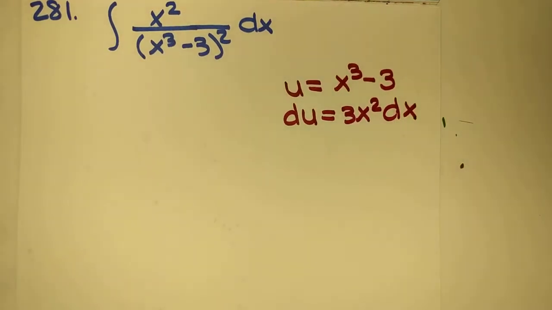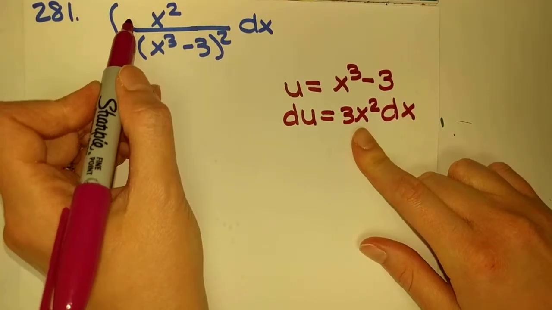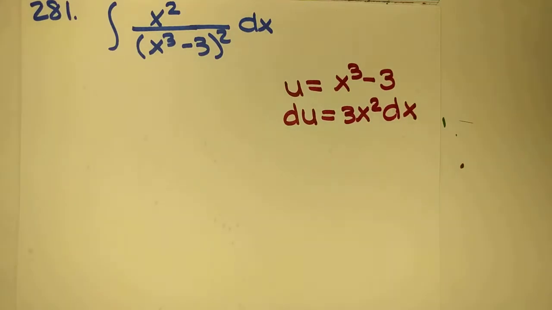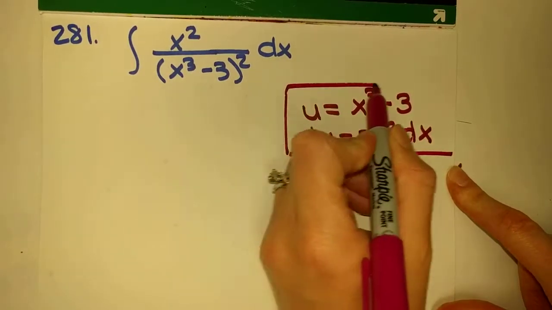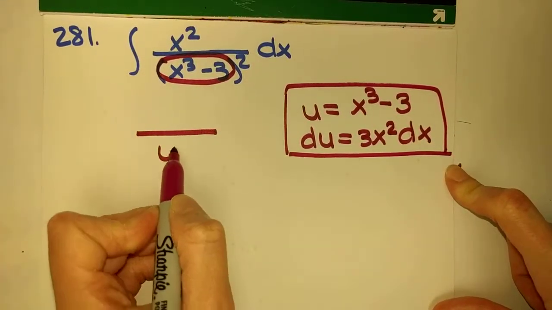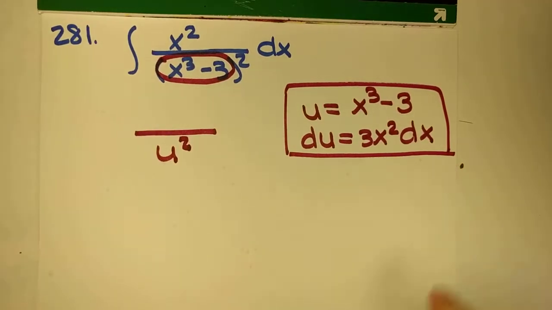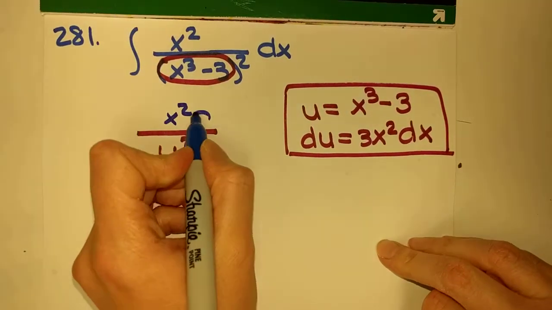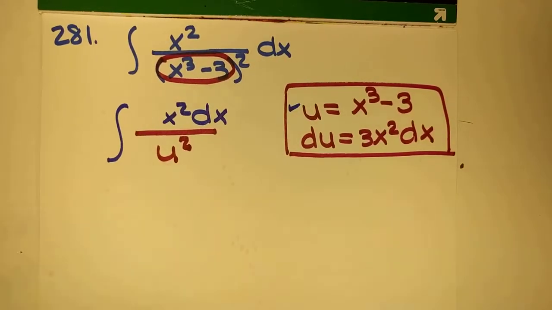Now, you might be getting to the point here where you can kind of look at it and do both steps simultaneously. So the only thing that's going to change here is we're going to have to multiply in a 3. But if you want to take it step by step, first focus on what happens with this u definition. So x cubed minus 3 becomes our u in the denominator squared. And that leaves us with x squared dx to contend with. So using u, we get u squared in the denominator.